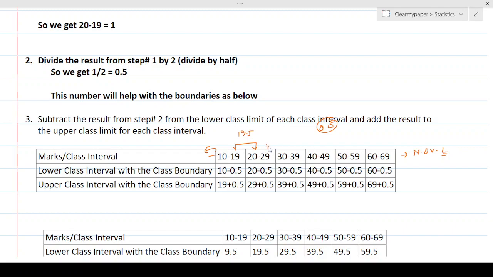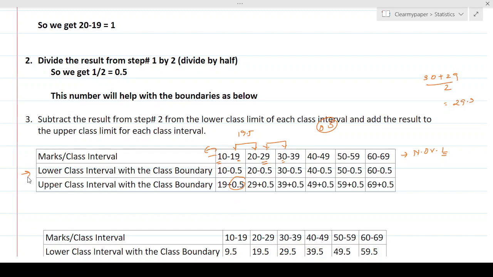Similarly, between 29 and 30, if you take the average of these two values, pretty much it's a mean, right? 30 plus 29 divided by 2, then you will get 29.5 as the average. So like that, when you calculate, you will see that this delta is 0.5. So pretty much what you will do is add and subtract the delta based on whether it's a lower boundary or upper boundary.